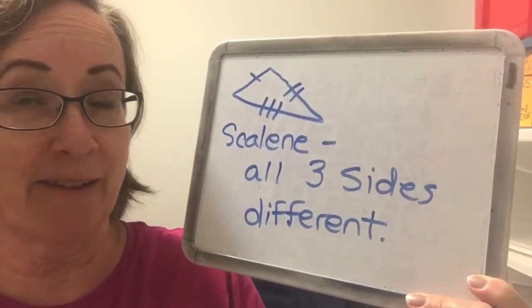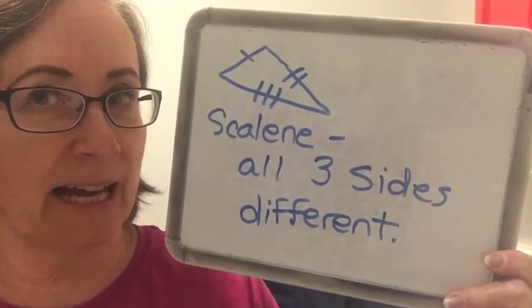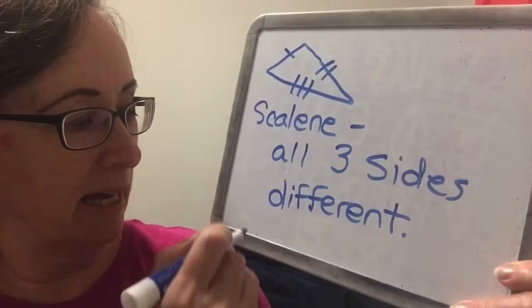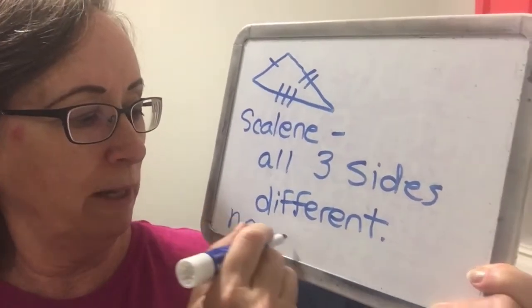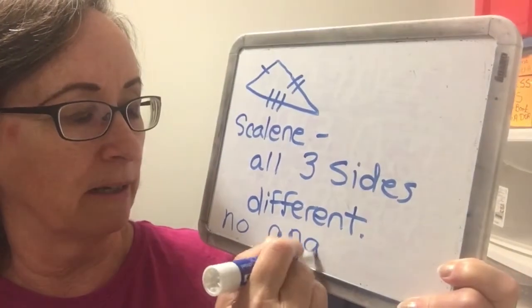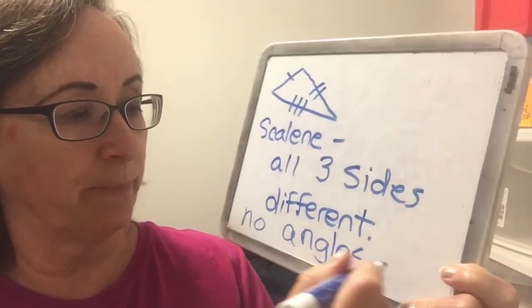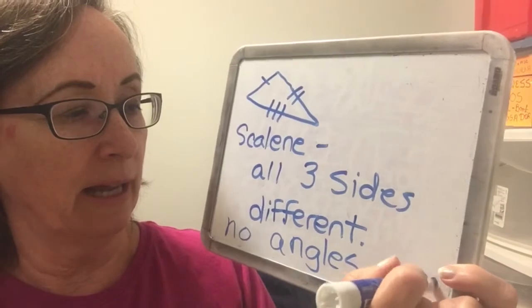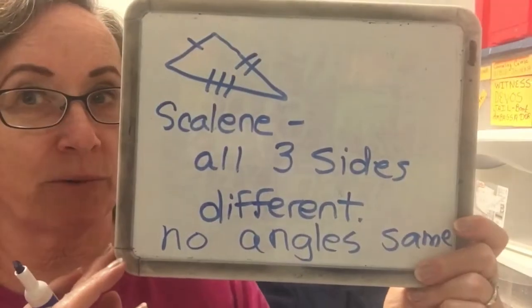So you're going to learn a lot of vocabulary in this section. Okay. If we have none of the sides the same, then no angles will be the same. Okay? None of the sides are the same, therefore none of the angles are the same.